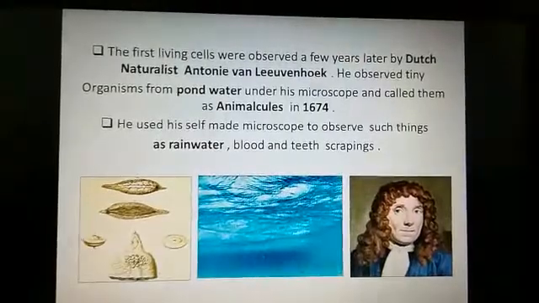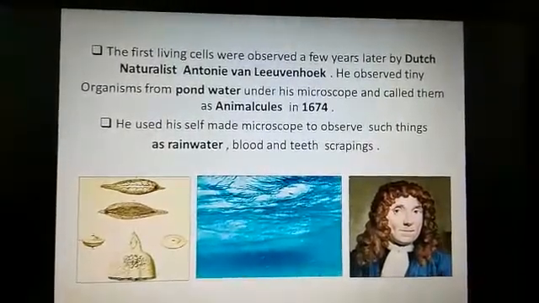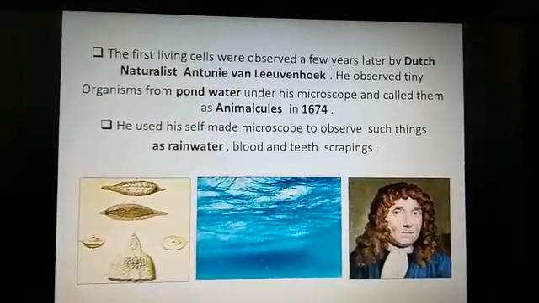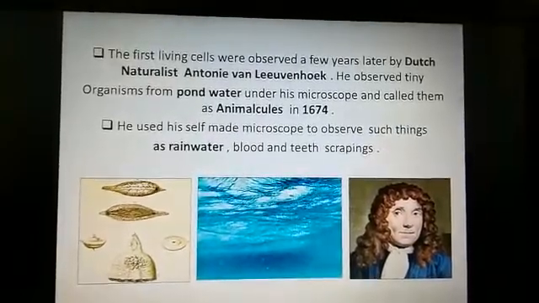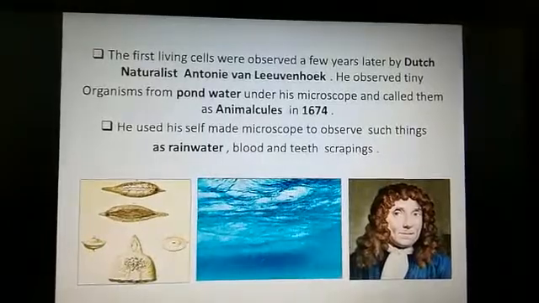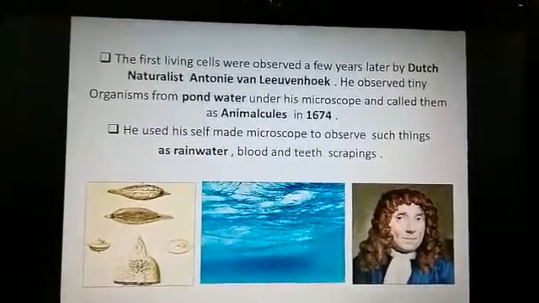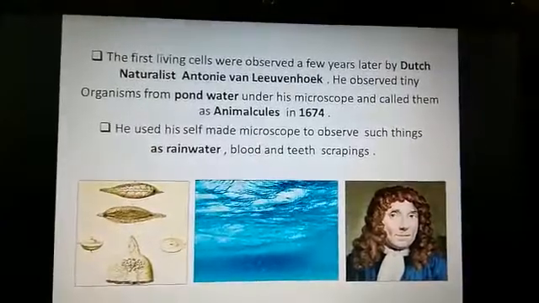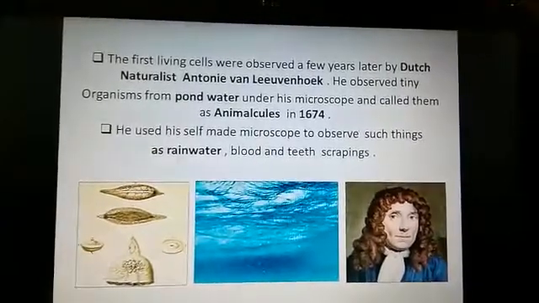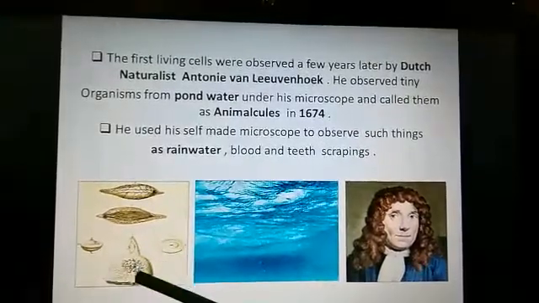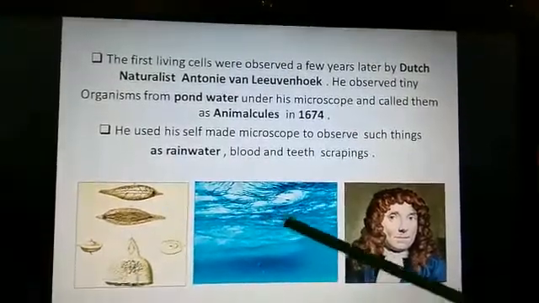The first living cells were observed a few years later by Dutch naturalist Anthony van Leeuwenhoek. He observed tiny organisms from a pond under his microscope and called them animalcules in 1674. He used his self-made microscope to observe such things as rainwater, blood, and teeth scrapings. So this is naturalist Anthony van Leeuwenhoek, and those are animalcules, and this is a pond under his microscope.